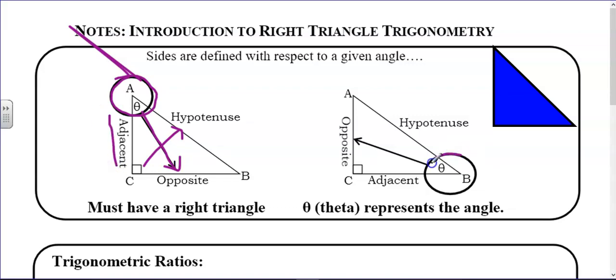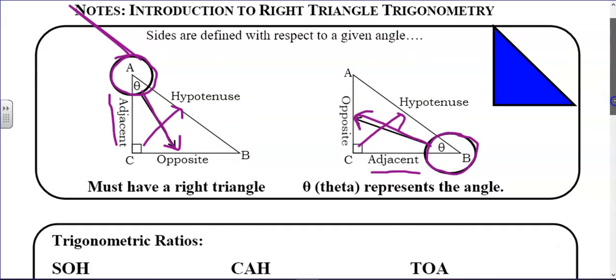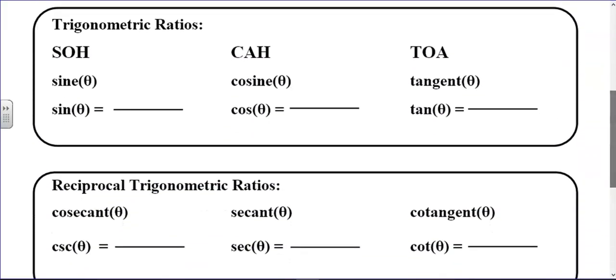Now looking at my second picture, theta is down here. Again, where's the hypotenuse? Across from the right angle. My opposite side is across from my angle. Adjacent means next to. Okay, so theta is the angle we're using. We always have to have a right angle in our picture. Okay, so the next part is we have our trig ratios, so, ka, toa.